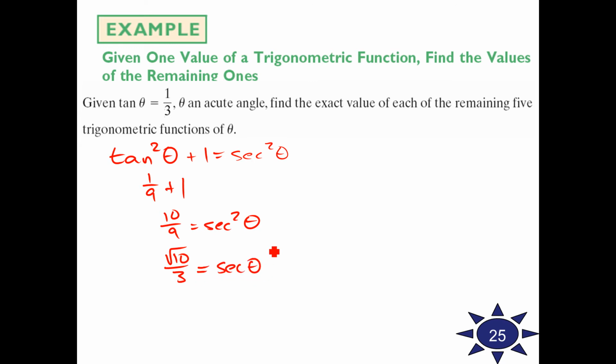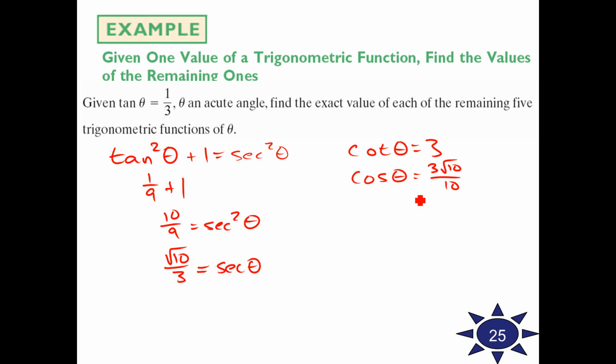All right, if we know tangent, we also know cotangent. That's just going to be the flip of that, which is 3. If we know secant, we know cosine, which will be 3 over root 10, or 3 root 10 over 10. And now we need to get sine.